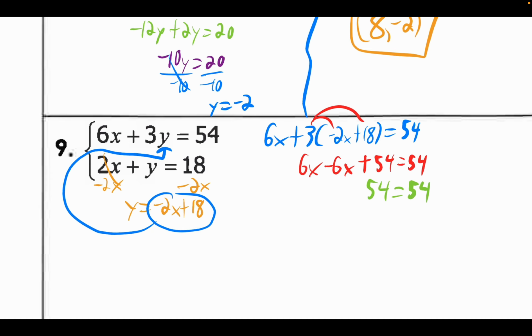And I get no variables, and I look at this equation and say, is this true or false? Does 54 equal 54? Well, sure thing, it does. And because it is a true statement, a true equation with no variables, this is infinitely many solutions, or IMS. This means that the two lines are actually truly one and the same. They just look quite different.